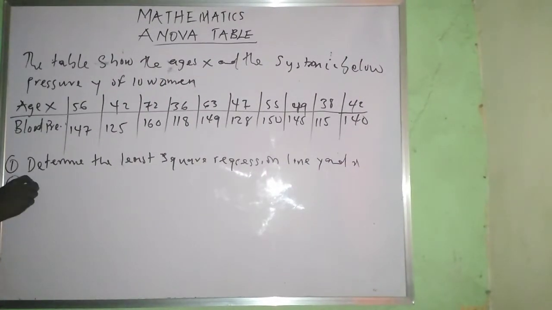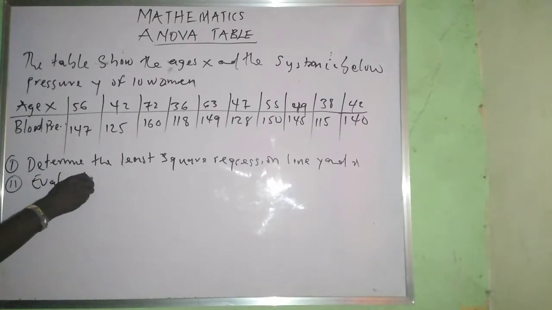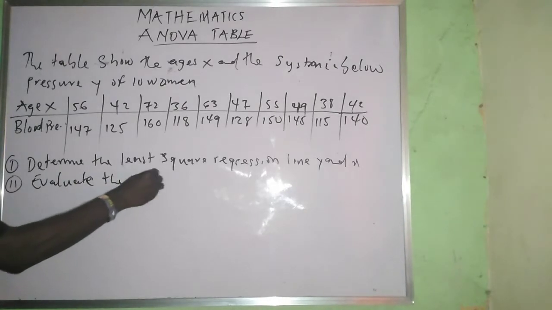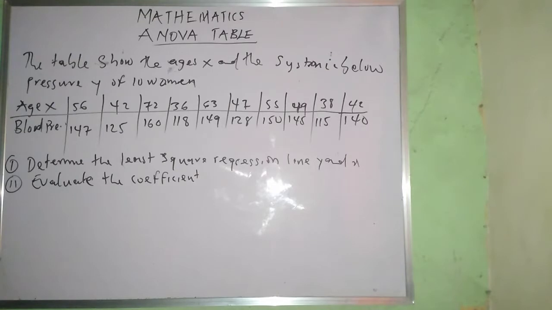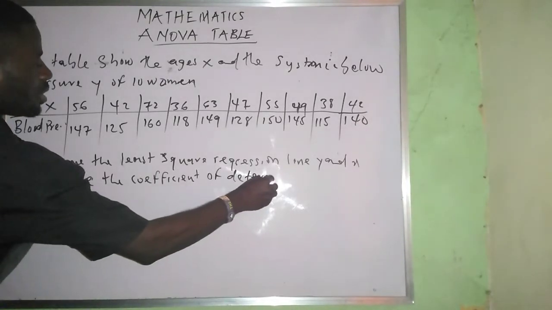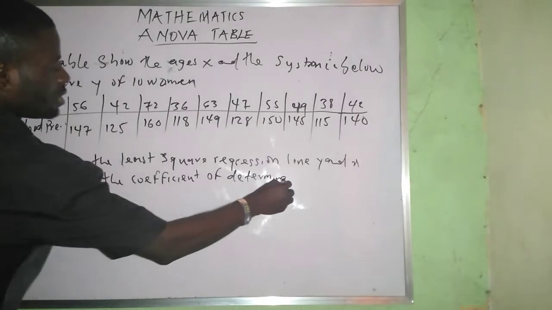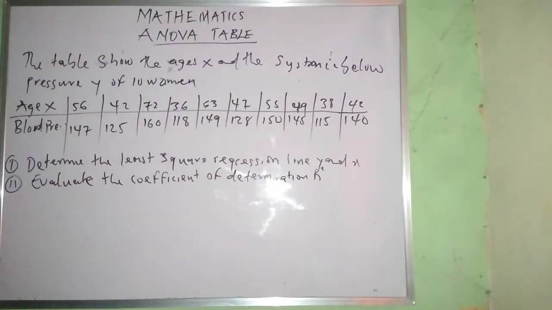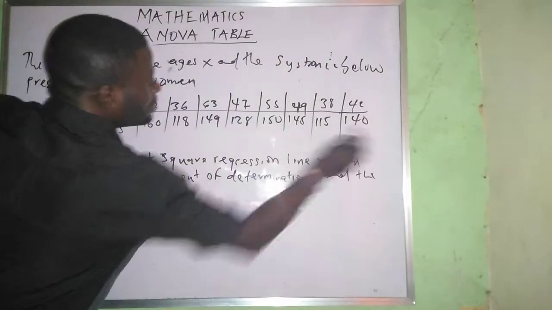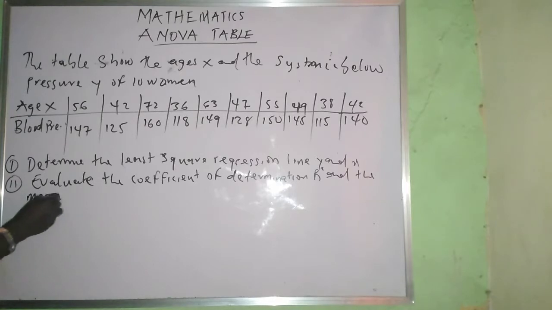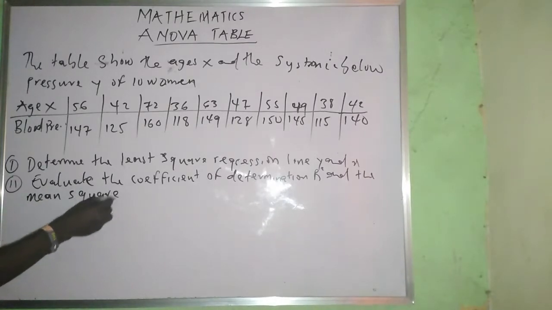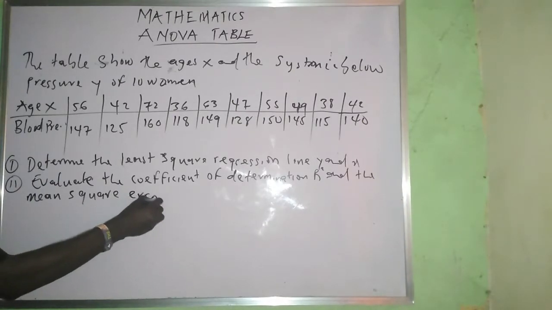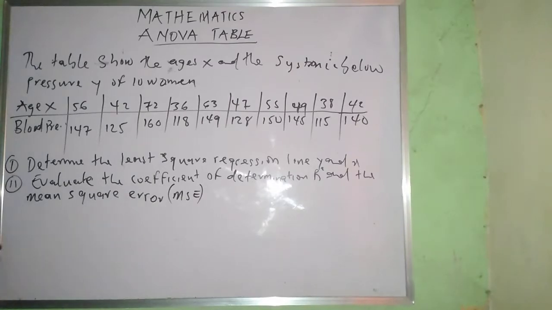Number two, I'm asked to evaluate the coefficient of determination, which is r squared, and the mean square error, which is MSE. And number three, I'm asked to set up the ANOVA table.